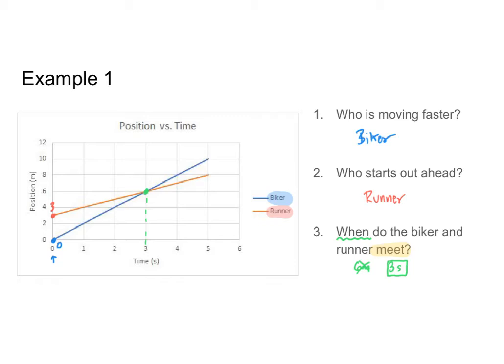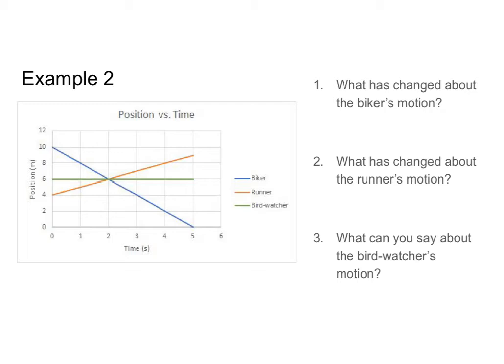So let's do another example. This time we have 3 different lines to look at. We've got our biker and our runner, and those are about the same. But we've also now started with a third person, a bird watcher. So, question 1, we are looking to figure out what has changed about the biker's motion. So, what has changed about the line for the biker?